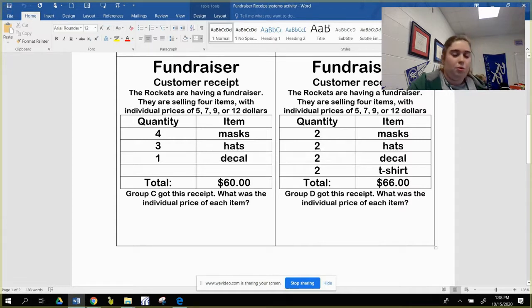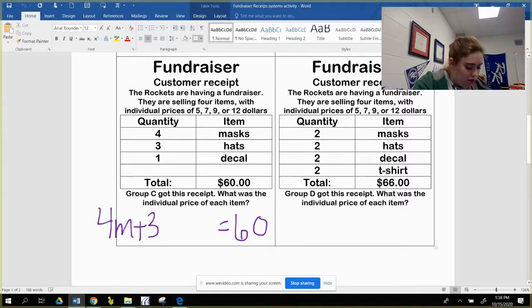All right, so the one on the left, we have a total of $60, so it's going to equal 60. Then we have 4 masks, so we have 4M. Okay, and then we have 3 hats, so that's going to be plus 3H. And now we have another variable in this equation because we added on another item. So we have 1 decal, so we're going to have D for decal, so just 1. We can just write that as D. All right, and that's all we need for that equation. We only have those 3 items.